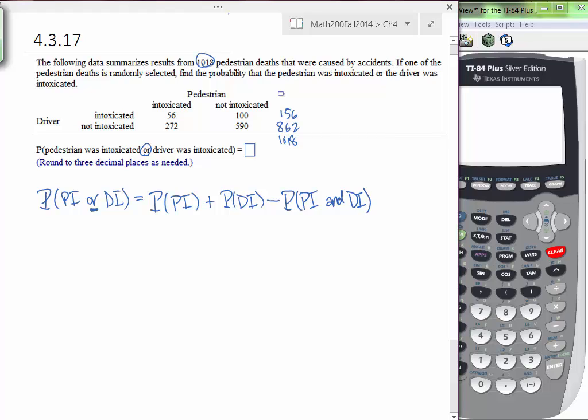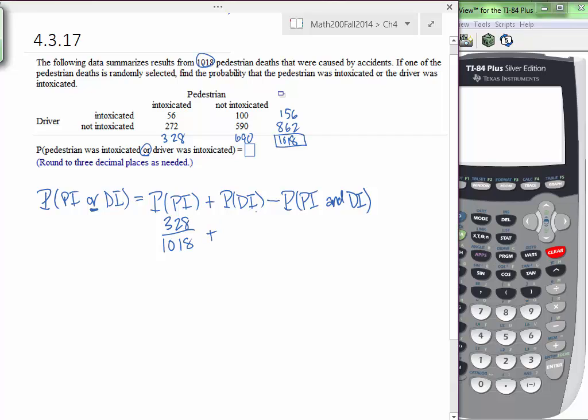Adding the intoxicated pedestrians, we would get 328, and we would get 690. Again, adding that would give us our grand total. So what is the probability that we randomly select a person, or in this particular accident, that the pedestrian was intoxicated? We can look at the intoxicated pedestrians. There are a total of 328 of them out of 1018.